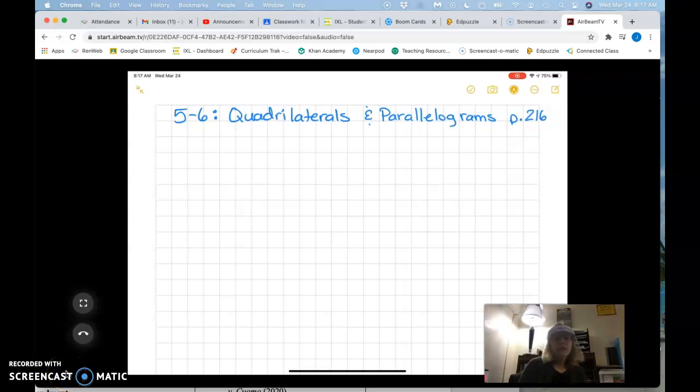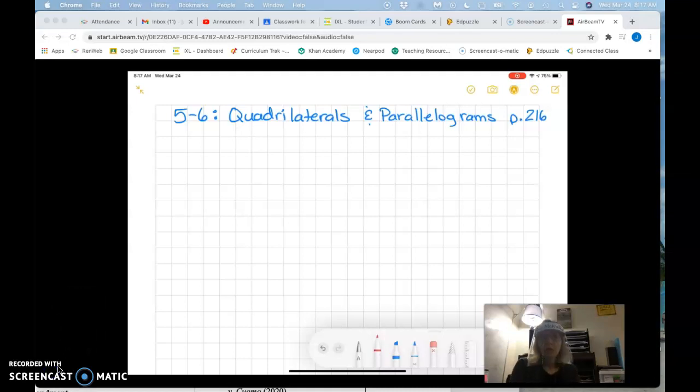So today we're going to talk about quadrilaterals and parallelograms. What is a quadrilateral? Anybody? So we said quad means four, so the key word is four. So a quadrilateral is a shape that has four sides.